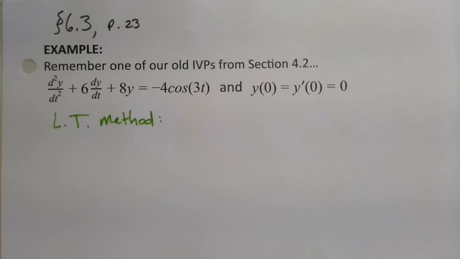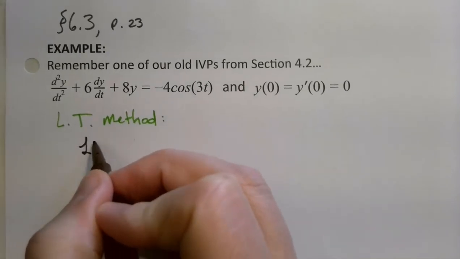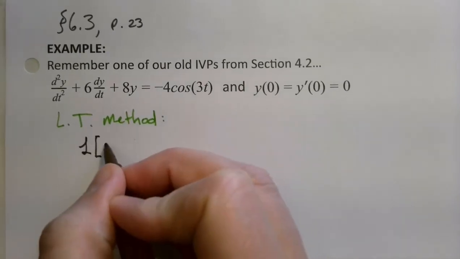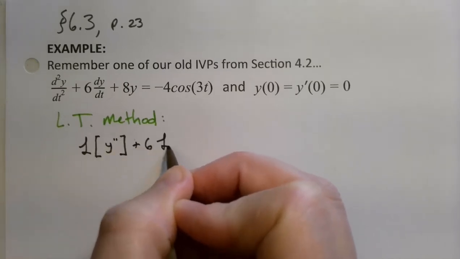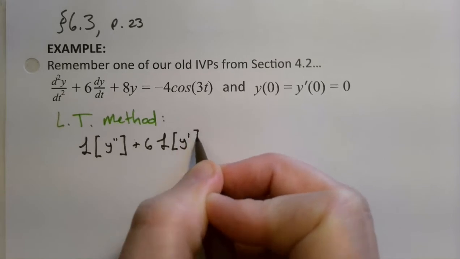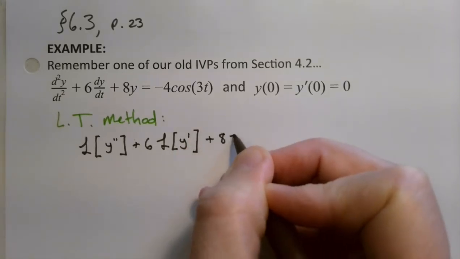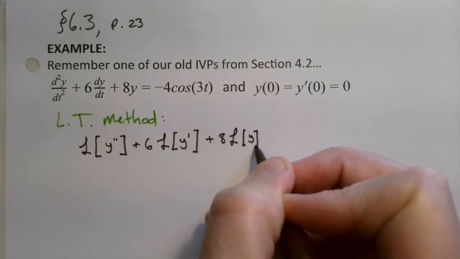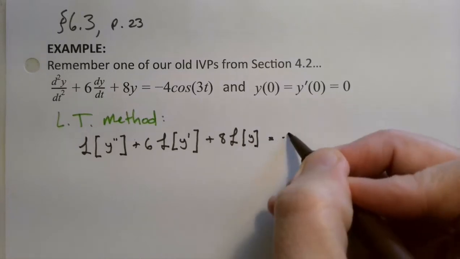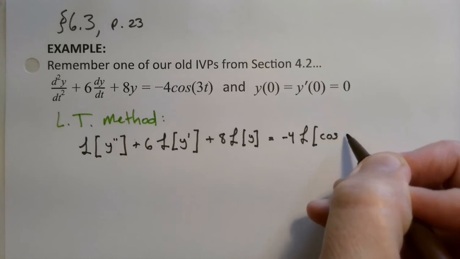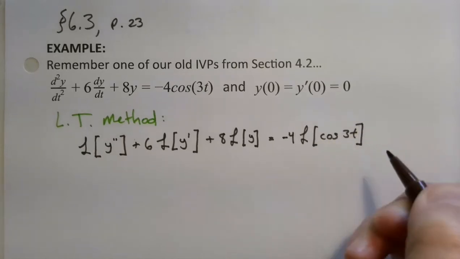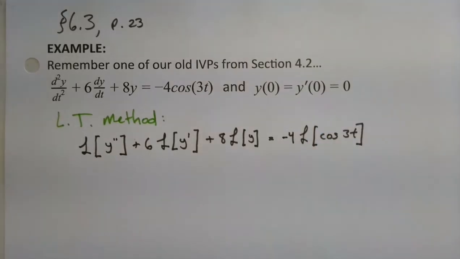But what we can do with the Laplace transform method is just apply the Laplace transform all the way across. We've got the Laplace transform of y double prime plus 6 times the Laplace transform of y prime plus 8 times the Laplace transform of y. The other side is going to be negative 4 times the Laplace transform of cosine 3t. And we've got our initial conditions that are going to come in handy here in a second.